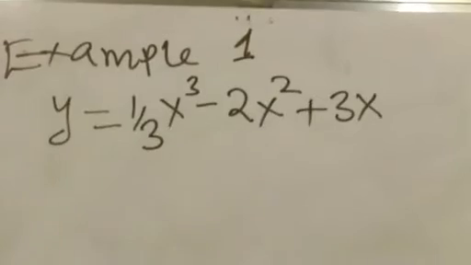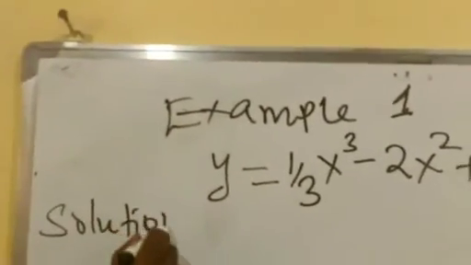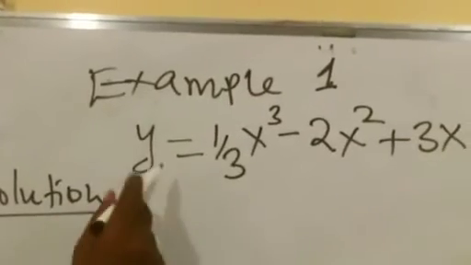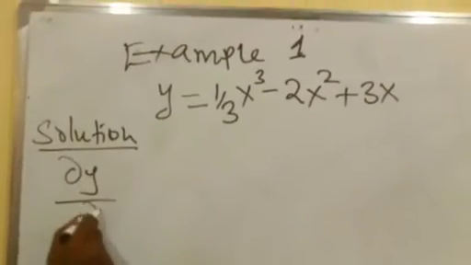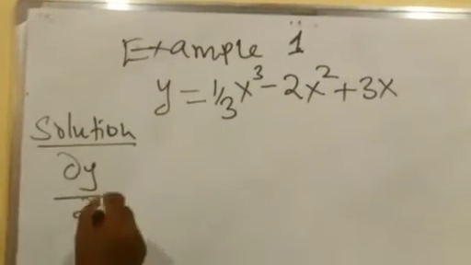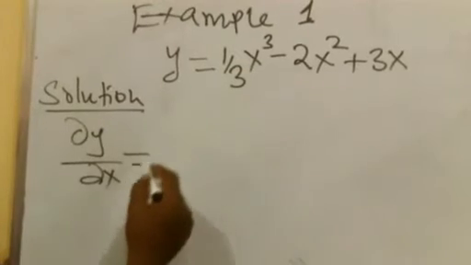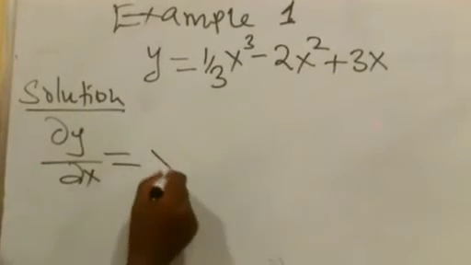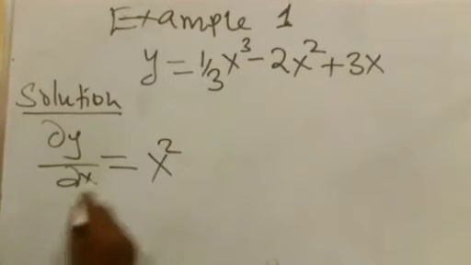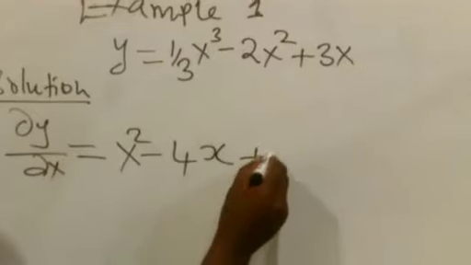So what you got to do here, solution: we find the gradient function, which is dy over dx. So this one is going to be, this multiplied by this, you get x, because 3 times a third is x. So it's x squared minus 4x plus 3.